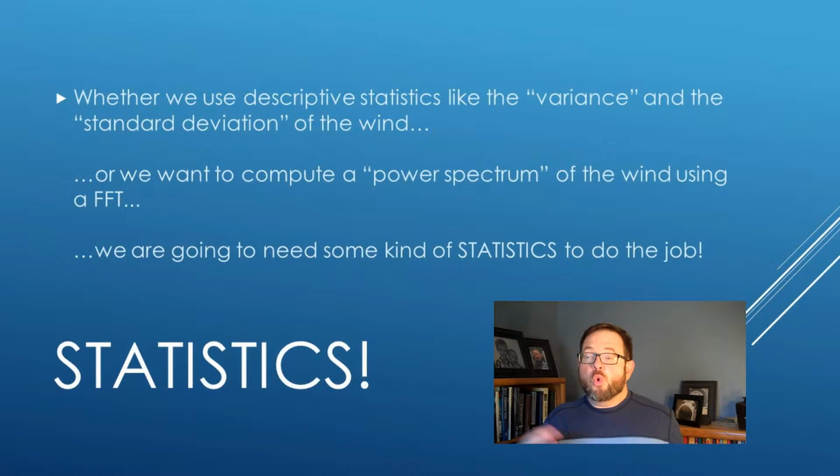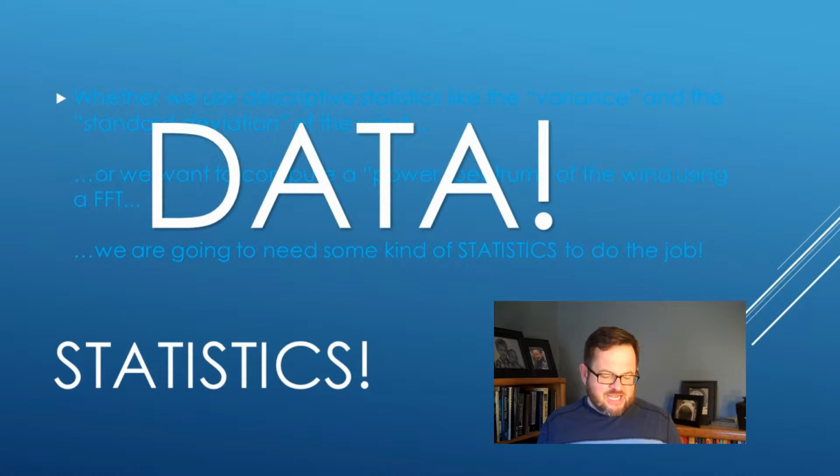flow itself. So whether we're going to be using descriptive statistics like the mean or the standard deviation of the wind, or whether we're going to do a full-blown time series analysis of the wind and do something like computing the power spectrum or related techniques like an FFT, we're going to need to have good statistics to describe the turbulence. There's no way to actually measure the turbulence itself. And in order to get these statistics, we're going to need data.